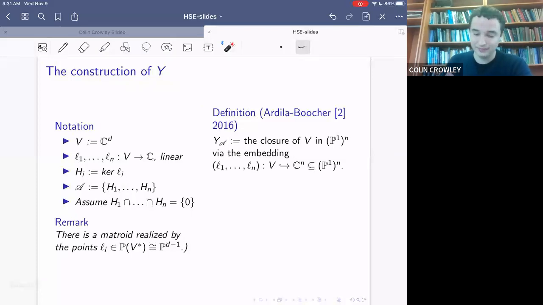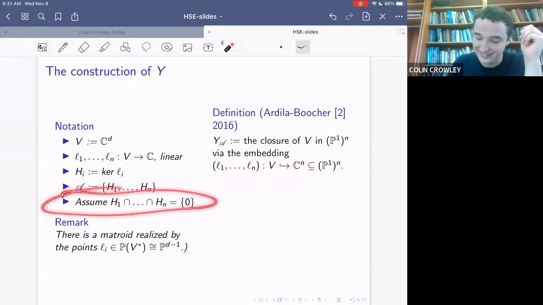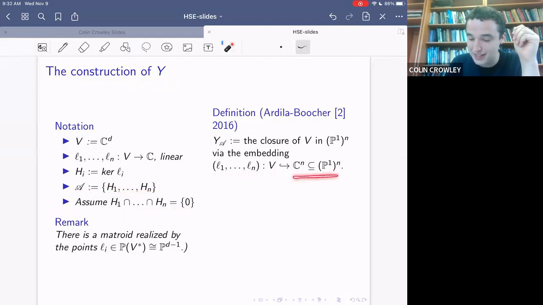And here it is. I'll denote it Y_A, and it's the closure of V, the vector space, in P1 to the n, where I have to say how it embeds into P1 to the n. The embedding is, first you embed into C to the n using these linear forms. It will be an embedding because this intersection is 0. Then each copy of C sits inside P1, the standard Riemann sphere, and so C^n sits in P1 to the n. Then I embed V in here and I take the closure. So this is the definition.